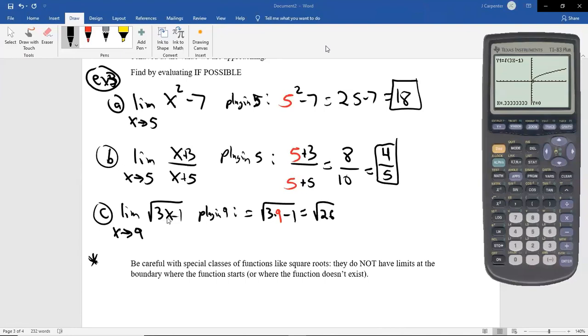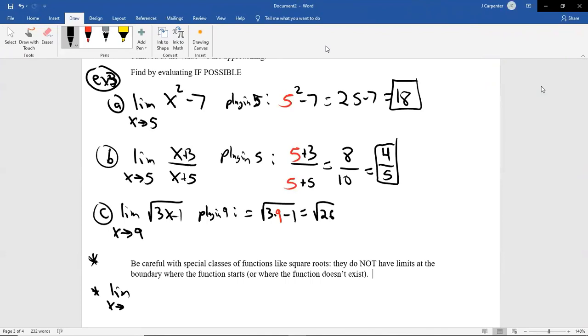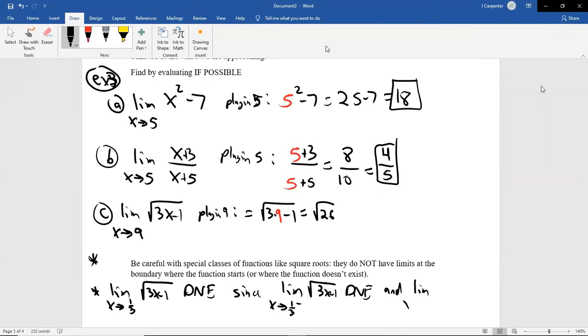So again, if I'd done the limit as x approaches negative 9, that graph doesn't even exist. You can't plug it in because there are imaginary numbers. If I asked you what the limit as you approach 0 is, it would also not exist because the left side and the right side don't match. Sorry, not 0, 1/3. The limit as x approaches 1/3 of the square root of 3x minus 1 does not exist, since the left-side limit does not exist. The right-side limit is 0. As we showed, the right-sided limit is 0, but the left-side limit doesn't exist because you can't approach to the left of something if there is no left.